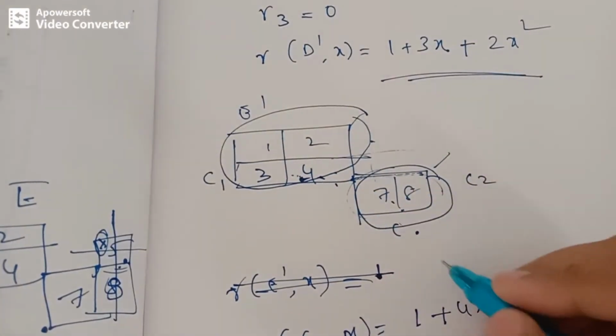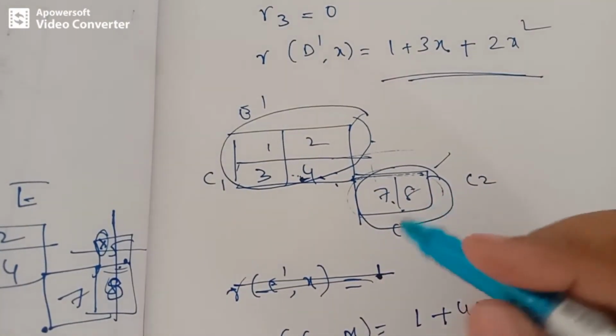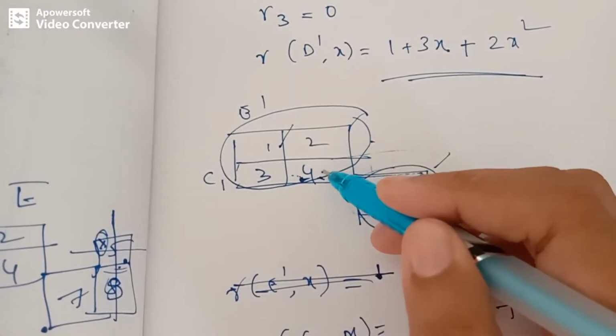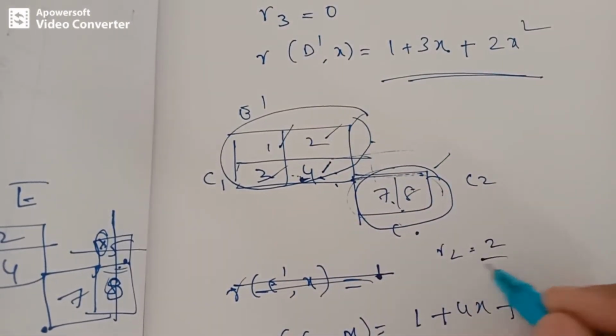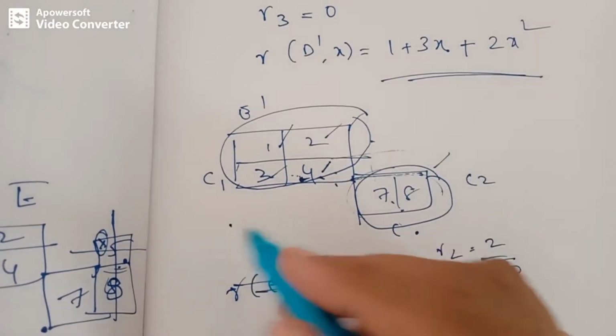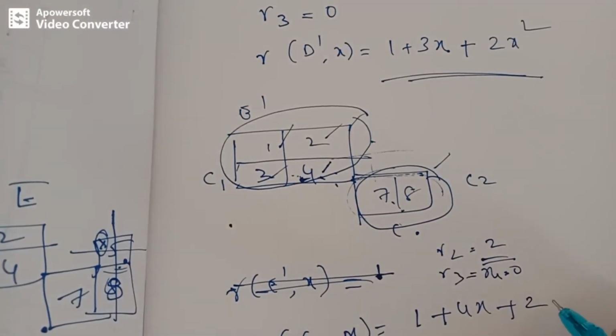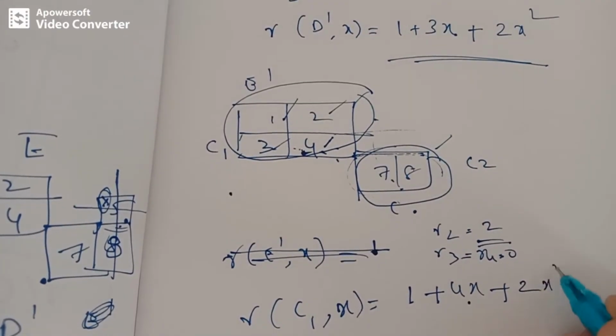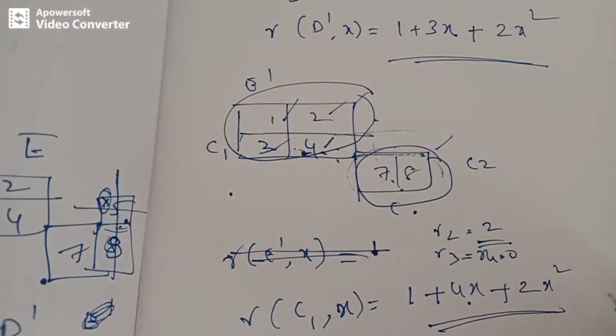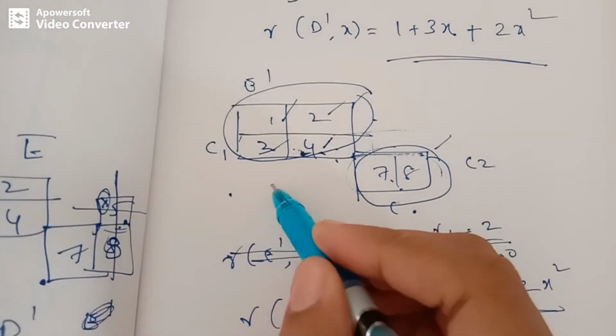What is the value of R2? We can place 2 pawns so that they do not attack each other in 2 ways, right? And the value of R3 as well as R4 is 0 for this C1 board, correct? So the Rook's polynomial is given by 1 plus R1x plus R2 x square. R3 and R4 are 0. So this is the value of the first board.